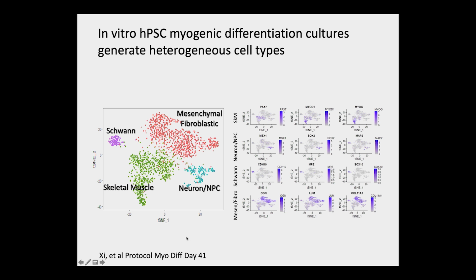And you can see that at day 41, we don't just have myogenic cells. We have other cells. We have neurons. We have neural progenitor cells. Those are shown here. We also have different populations of PAX7, MyoD, and MyoG.